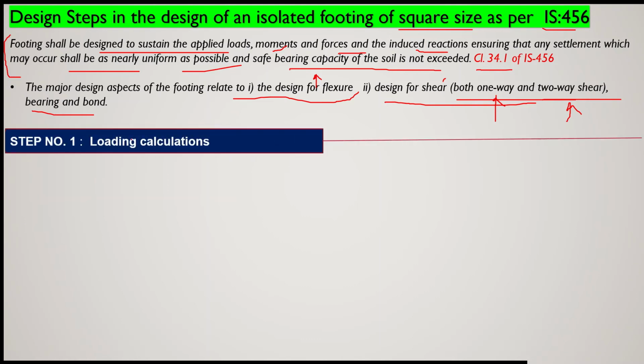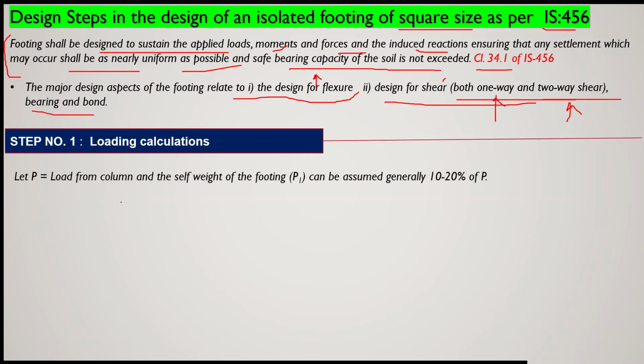Now step number 1, first of all we have to do the calculation for the loads. Let us consider P is the load from the column and P1 is the self weight of the footing. Now the self weight of the footing we can assume as 10 to 20% of the load coming from the column.